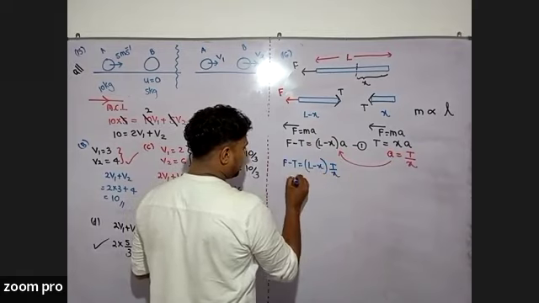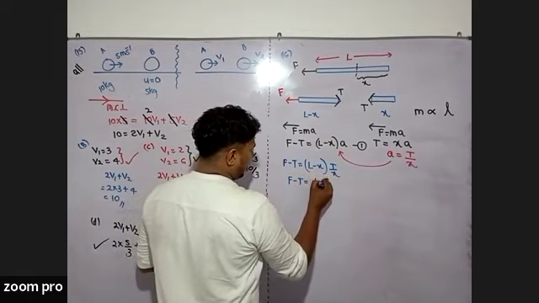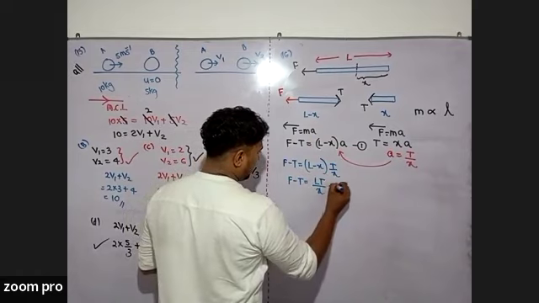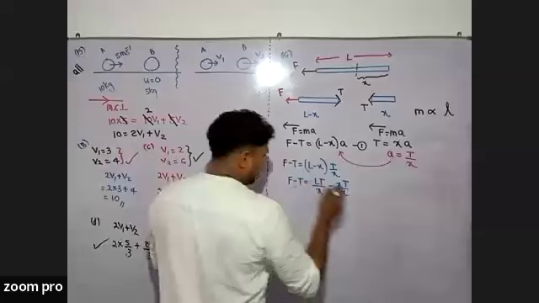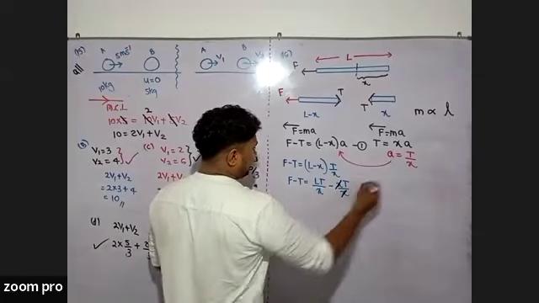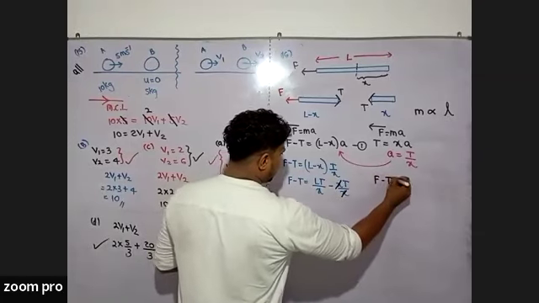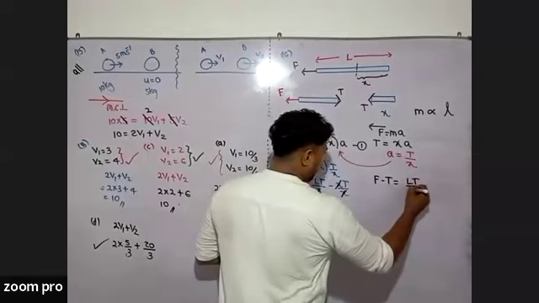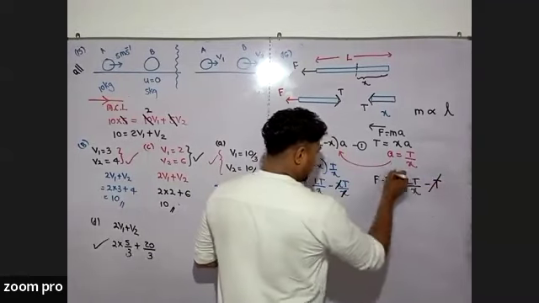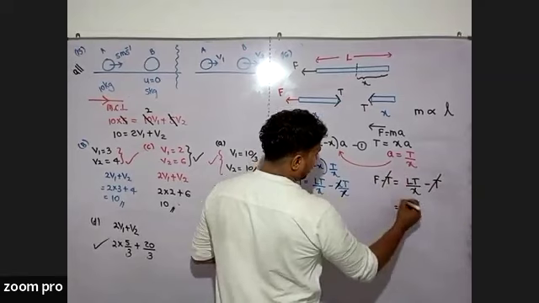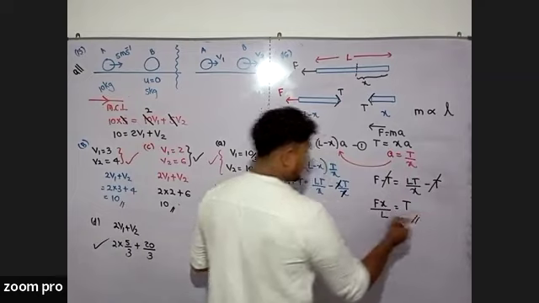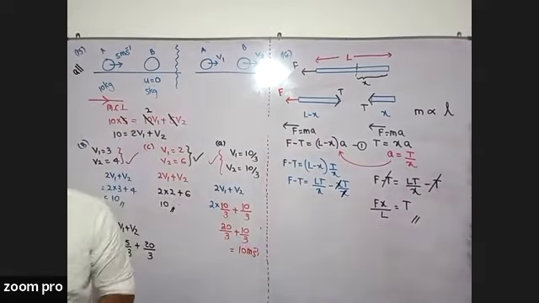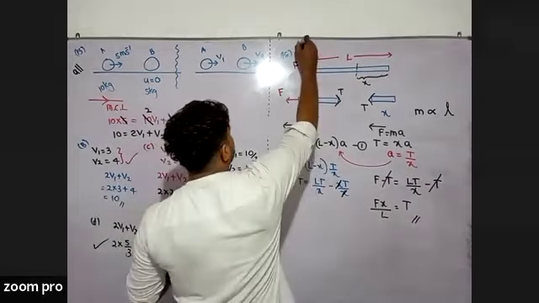If I further simplify it, LT over x minus xT over x. So this x is easily cancelled. Then F minus T equal to LT over x minus T. So this should be cancelled. Then we can derive an answer for T as Fx over L. Right? So the third one should be the answer.